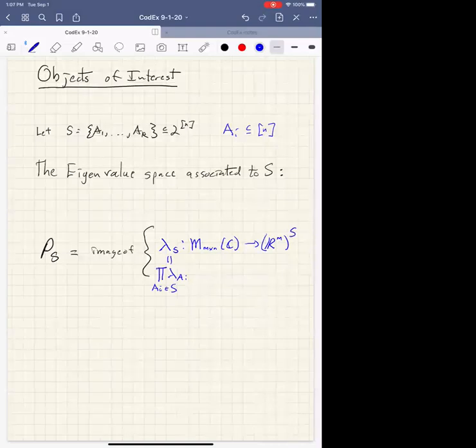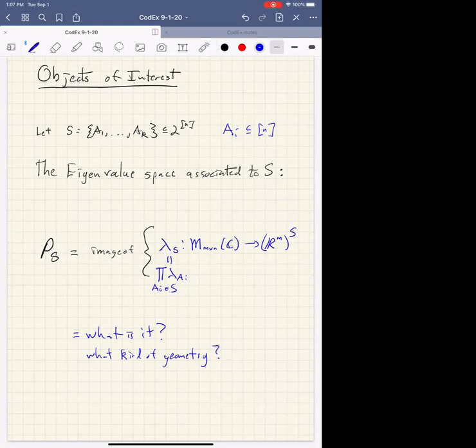Each of these spectrum maps is continuous, and so that makes lambda S continuous, and its image is some connected subset of this real vector space. We want to know, what is it? What does it look like? What kind of geometry does it support? That's the question we're interested in.